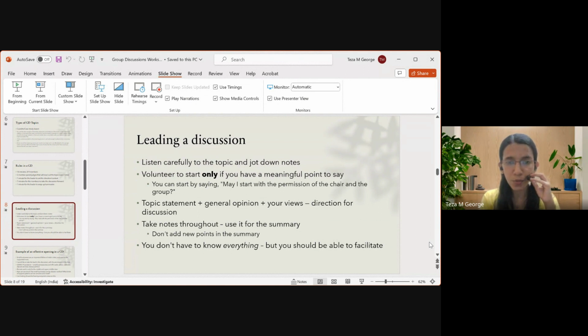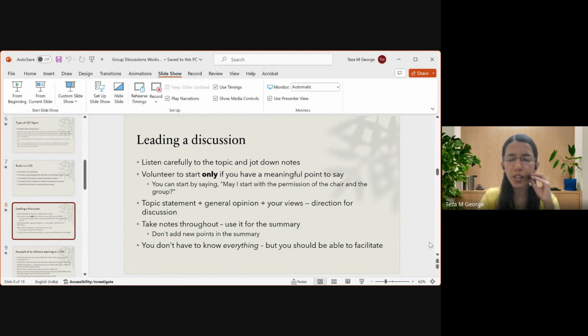You could start with a polite statement like, "May I start with the permission of the chair or the panel and the group?" Okay, so when you are referring to the chair, you are referring to the panel of judges. And when you are speaking about the group, you are referring to the group of which you are a part. Then you state the topic once again. You state a general opinion. You give your own views on it. This is something that sets the direction for further discussion.